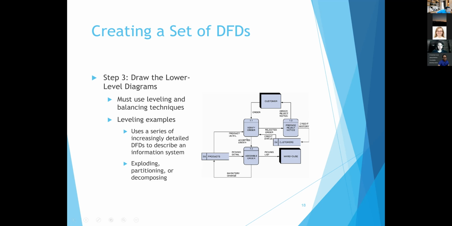Accepted order will be sent to process 1.3. Process 1.3, assemble order, will have to use 2 inputs. One is accepted order from process 1.1. The other input is picking detail we get from the products table, the product data store. And when we assemble order, it generates 2 outputs. One output is the picking list, which will be sent to the warehouse entity, and inventory change information will be sent to the product data store to be kept.